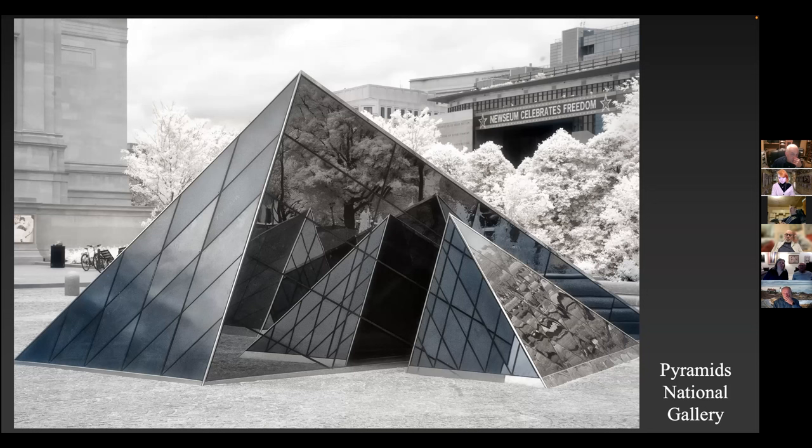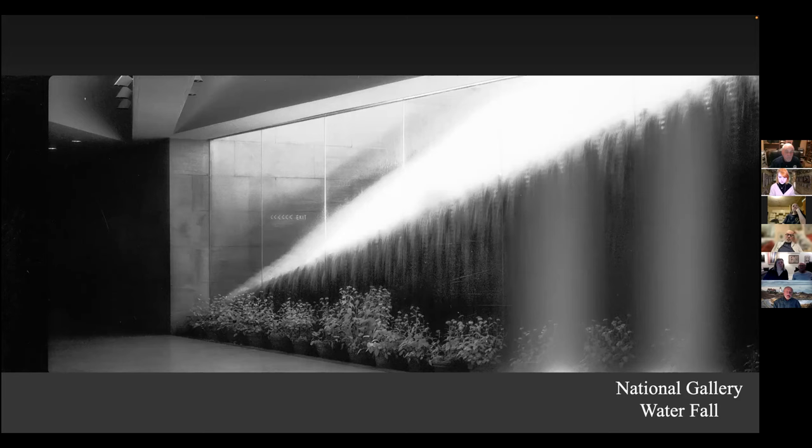These are the pyramids, which are essentially a light source for an underground gallery at the National Gallery in DC. And I went below that and shot the waterfall in the National Gallery. And the fact that this is slow film and the fact that it's grainy and that it reacts very differently to bright light versus subdued light gave me this really interesting combination of light and dark that I really enjoyed.